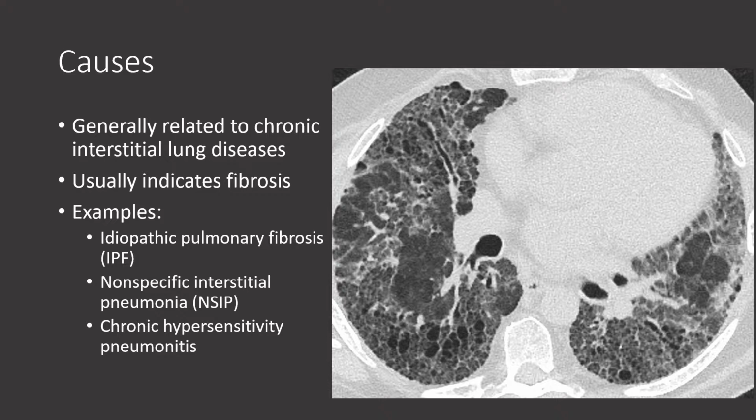We can see again reticulation, traction bronchiectasis, some ground glass opacity, and mosaic perfusion reflecting air trapping, a finding that we will discuss on subsequent slides. This is a case of chronic hypersensitivity pneumonitis.